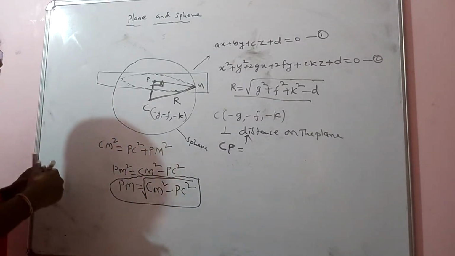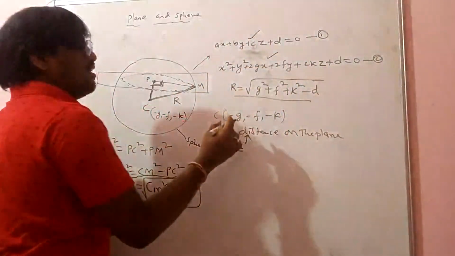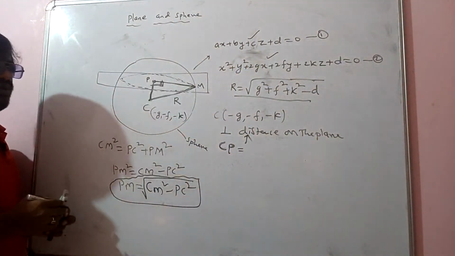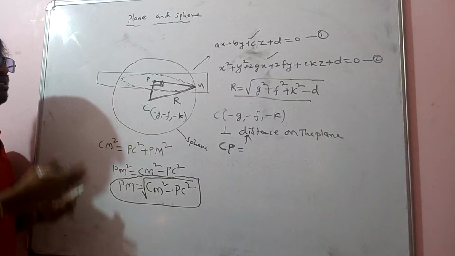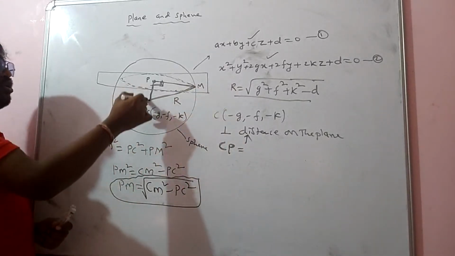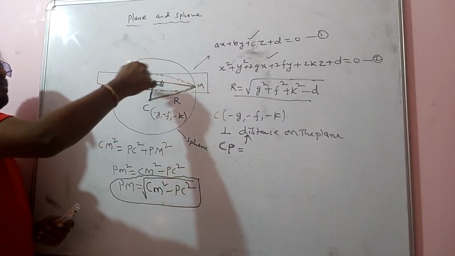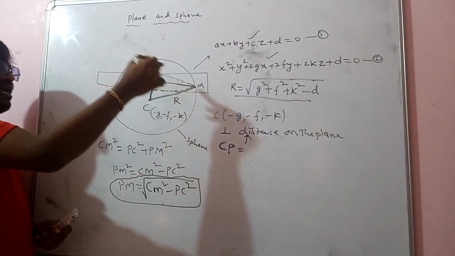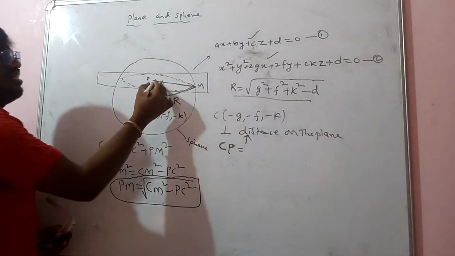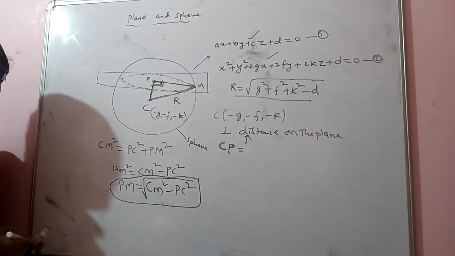What I want to say here: you have the equation of the plane, you have the equation of the sphere, and you want to find the radius of the circle. Simple thing: you know the radius of the sphere, and you know the perpendicular distance, since from the center you can drop a perpendicular on the plane. Then the radius of the circle is the square root of CM square minus PC square.